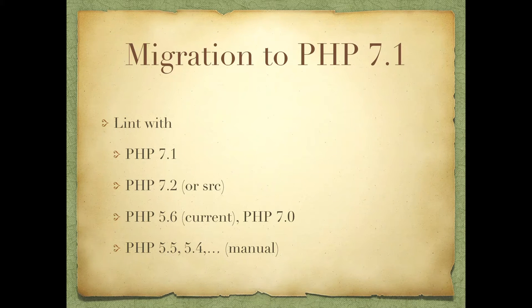Use it, of course, on your current version. Use it on every subsequent version. So if we think we are on 5.6, try 7, 7.1, 7.2. They have different meanings, okay? 7.2 is mostly the master version, the current version, whatever it means. Okay, so compile it on your own or download it somewhere and give it a try.